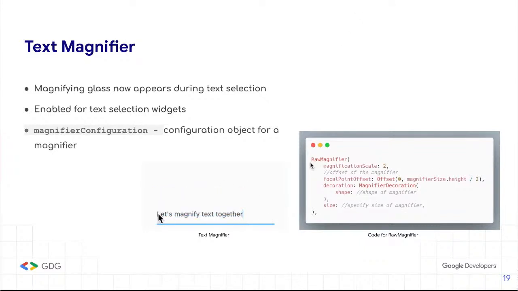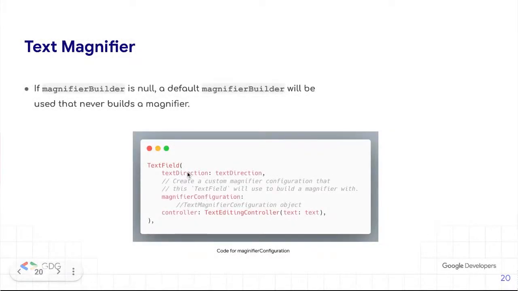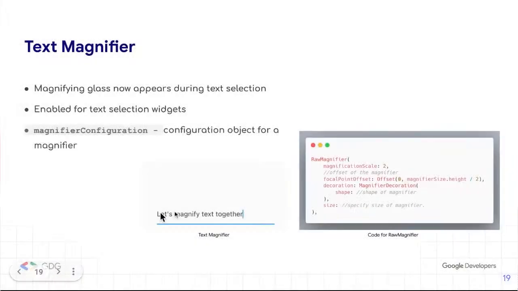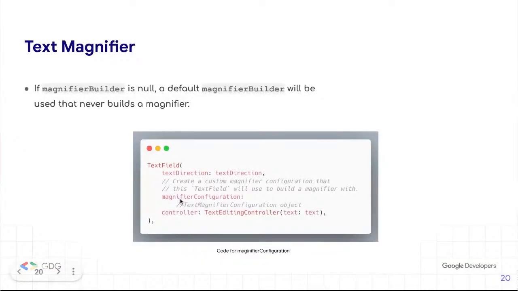We are going to be using a widget called raw magnifier. So let's see how we can add it in a text field first, because the GIF here is for a text field. So let's see the code for this. Now, text field is going to have a magnifier configuration. Now, text magnifier configuration is the object using which we can add the text magnifier.